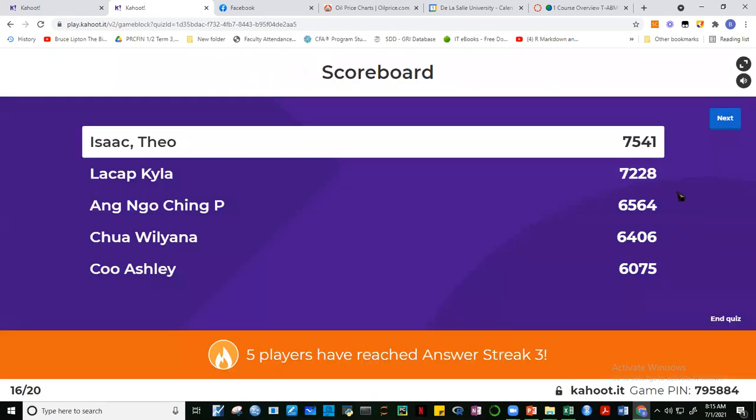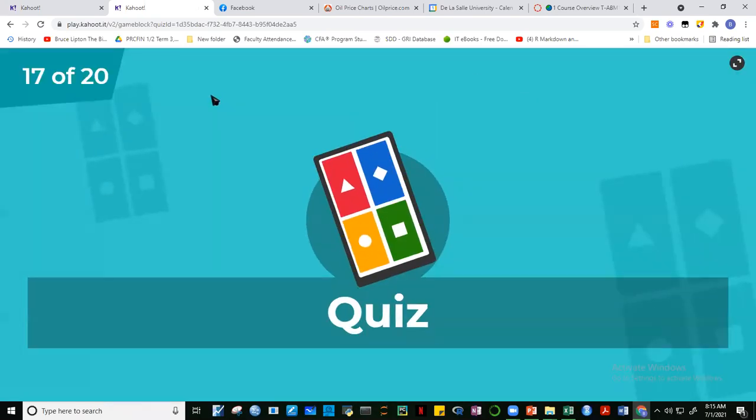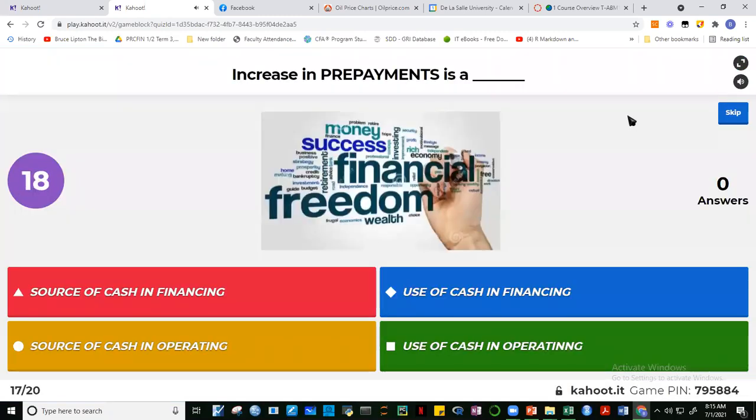Alright, so next. So, pareho pa rin yung positioning natin. Okay, 5 players have reached answer stick number 3. This is the 4 more questions, increasing payments.